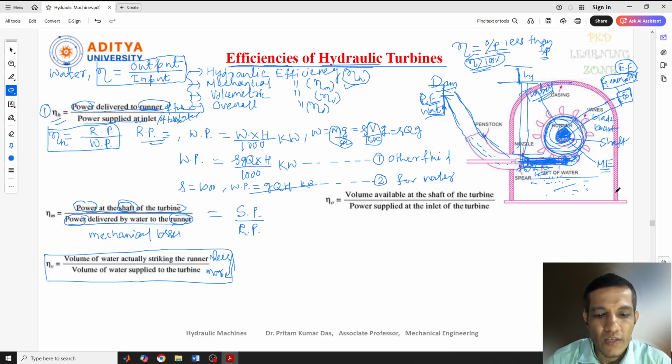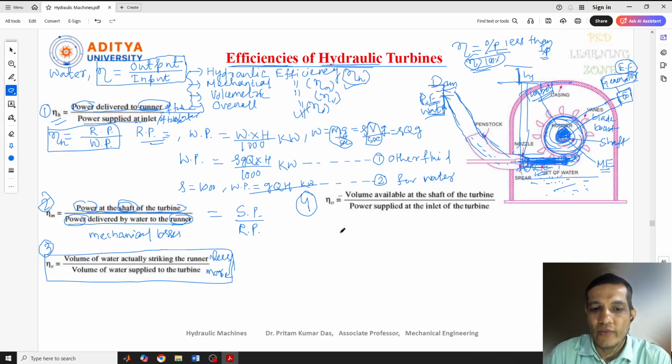Now we'll see the next one, that is overall efficiency. Overall efficiency is very much important. So finally, this is the second one, this is our third one, and this is our fourth one. The fourth one is overall efficiency.